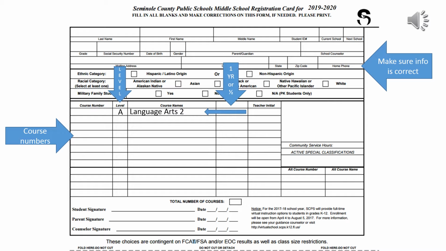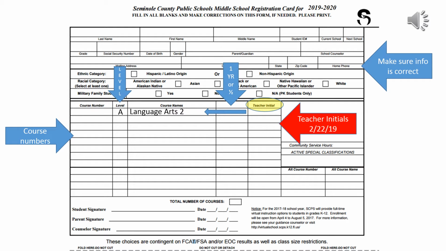For example, Language Arts is a full year course. You may write down a 1 for 1 year. Art is a half of year. You would write down 0.5 in the column. Your total at the very bottom should equal at least 7 courses.